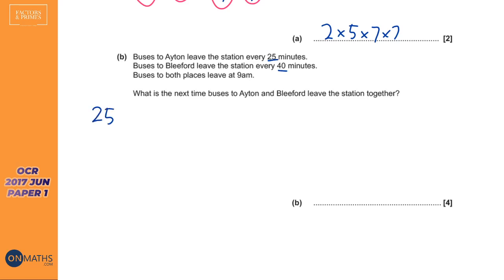And the easiest way of doing this is just write out the times tables of 25 and 40. Now this is on paper 1, so it is a calculator question. On OCR, paper 1 is calculator. So we can use a calculator for this, but we probably won't need it, especially for the 25 times table. Let's just get a few down.